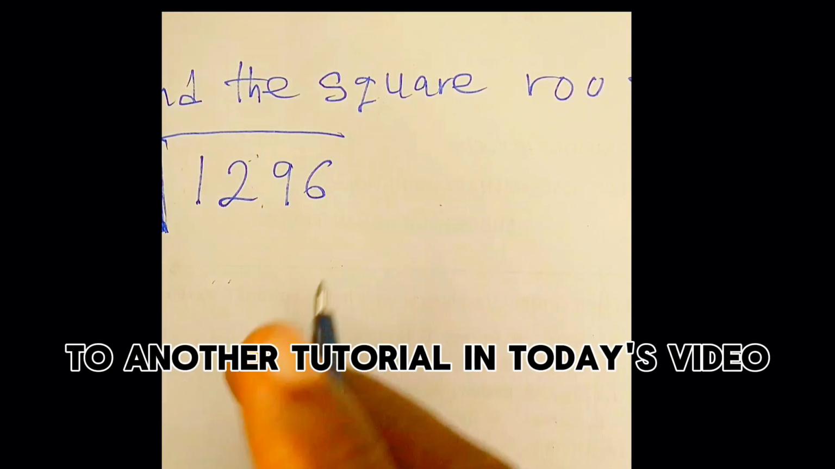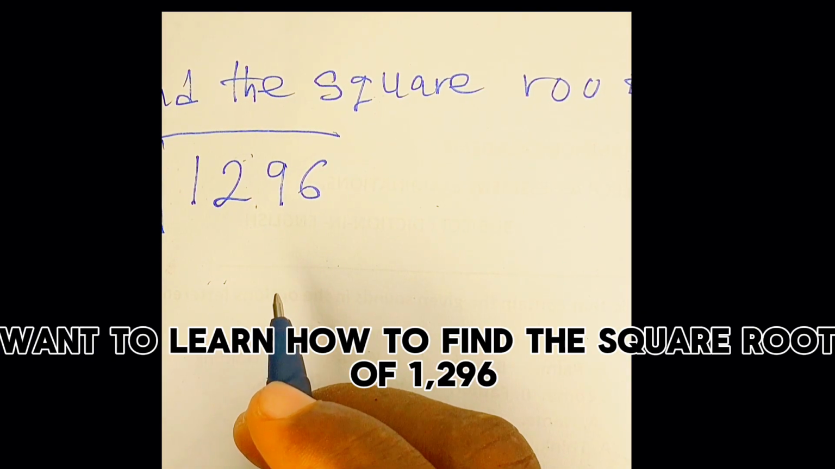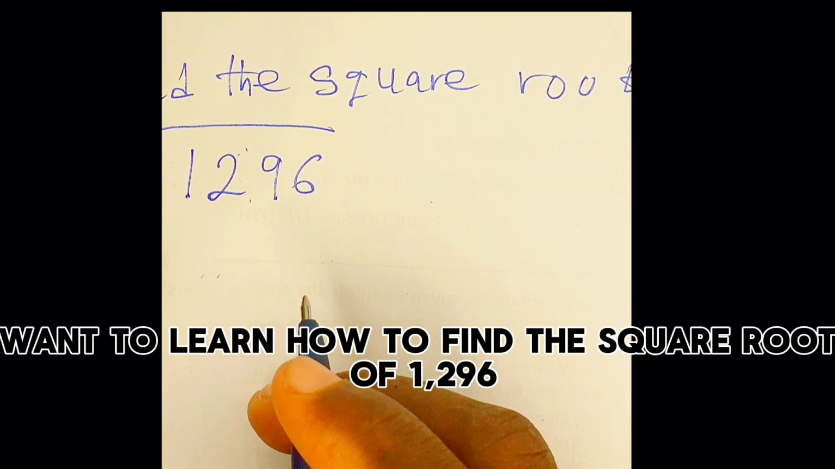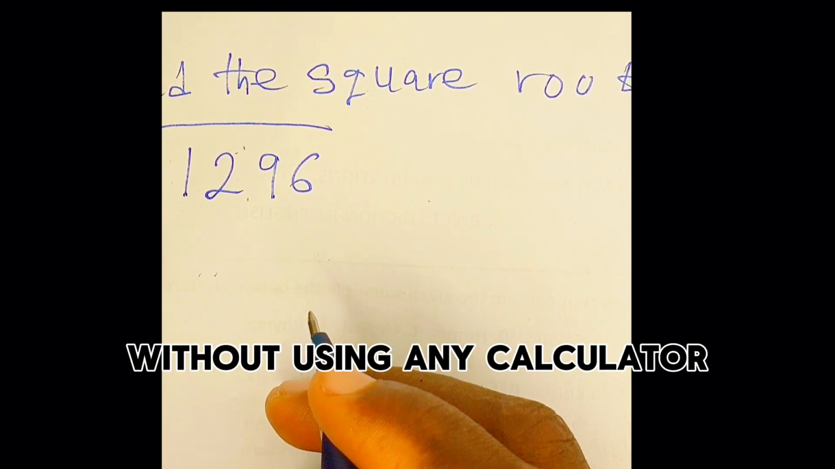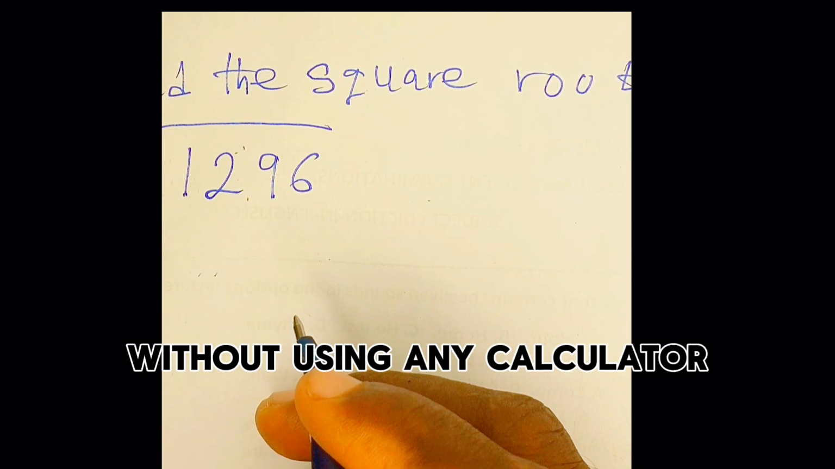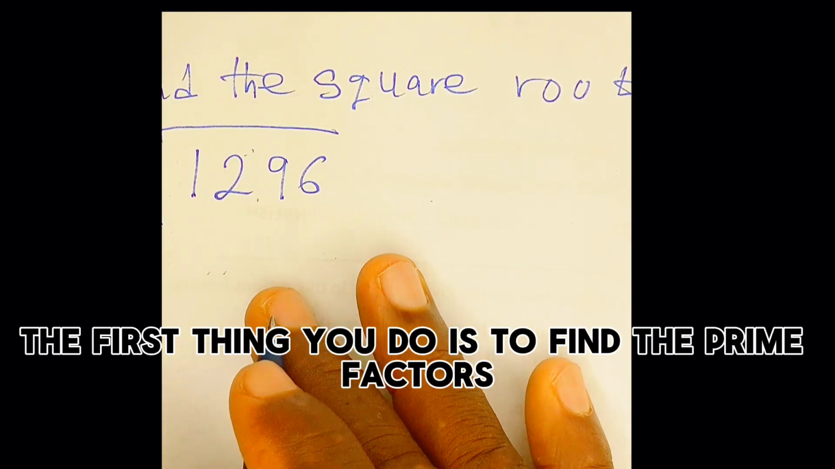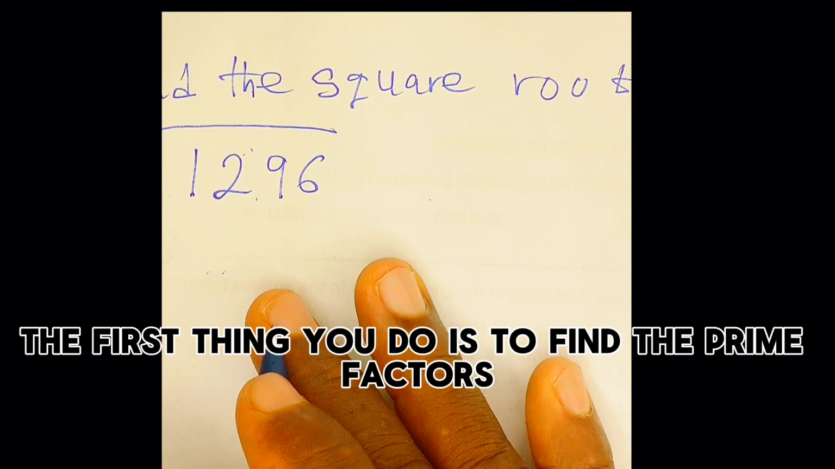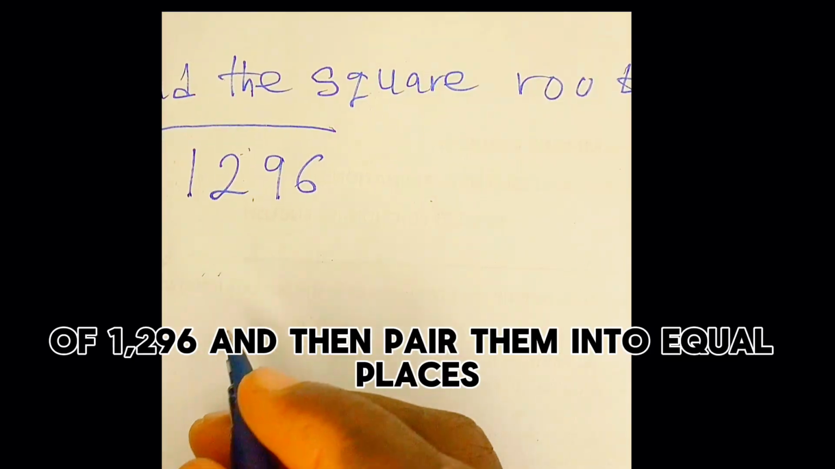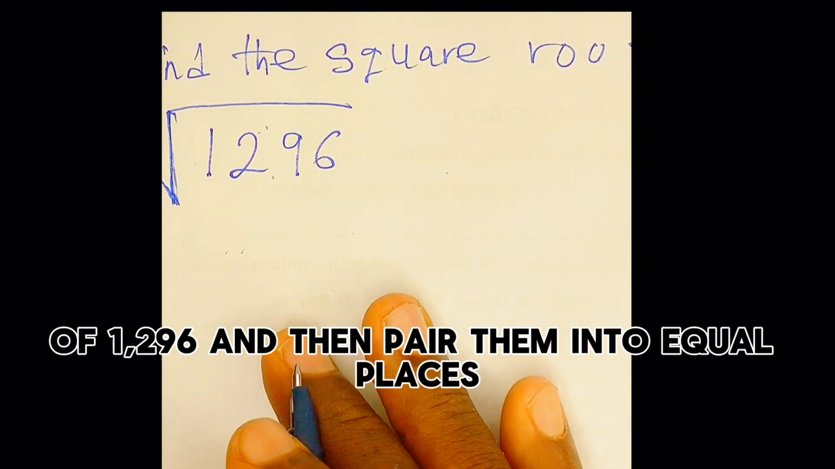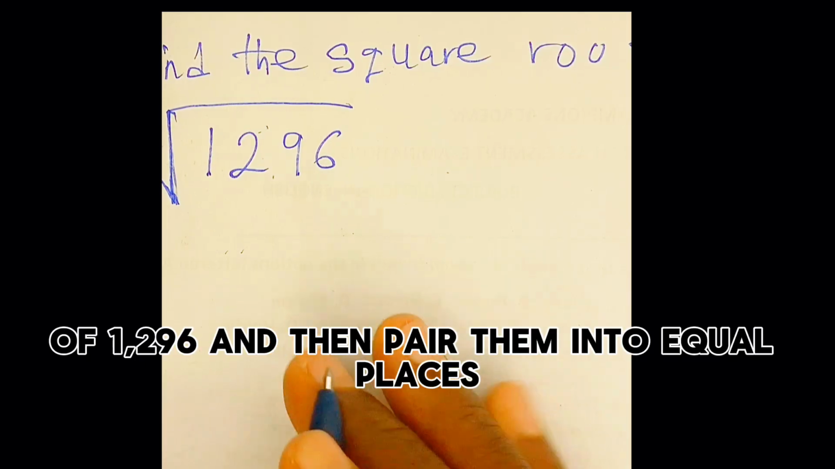Welcome to another tutorial. In today's video, we want to learn how to find the square root of 1296 without using any calculator, all right? So the first thing you do is to find the prime factors of 1296 and then pair them in two equal places.